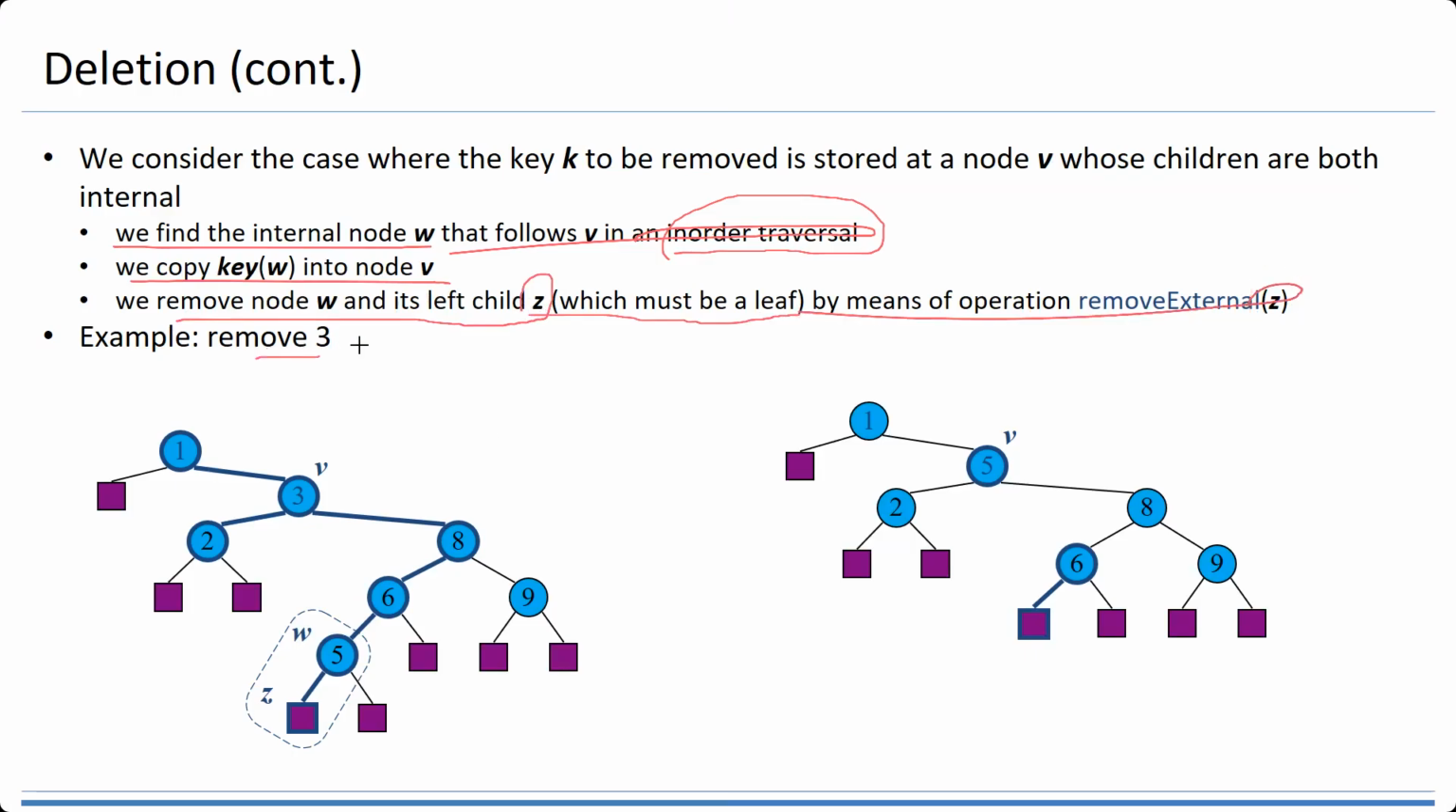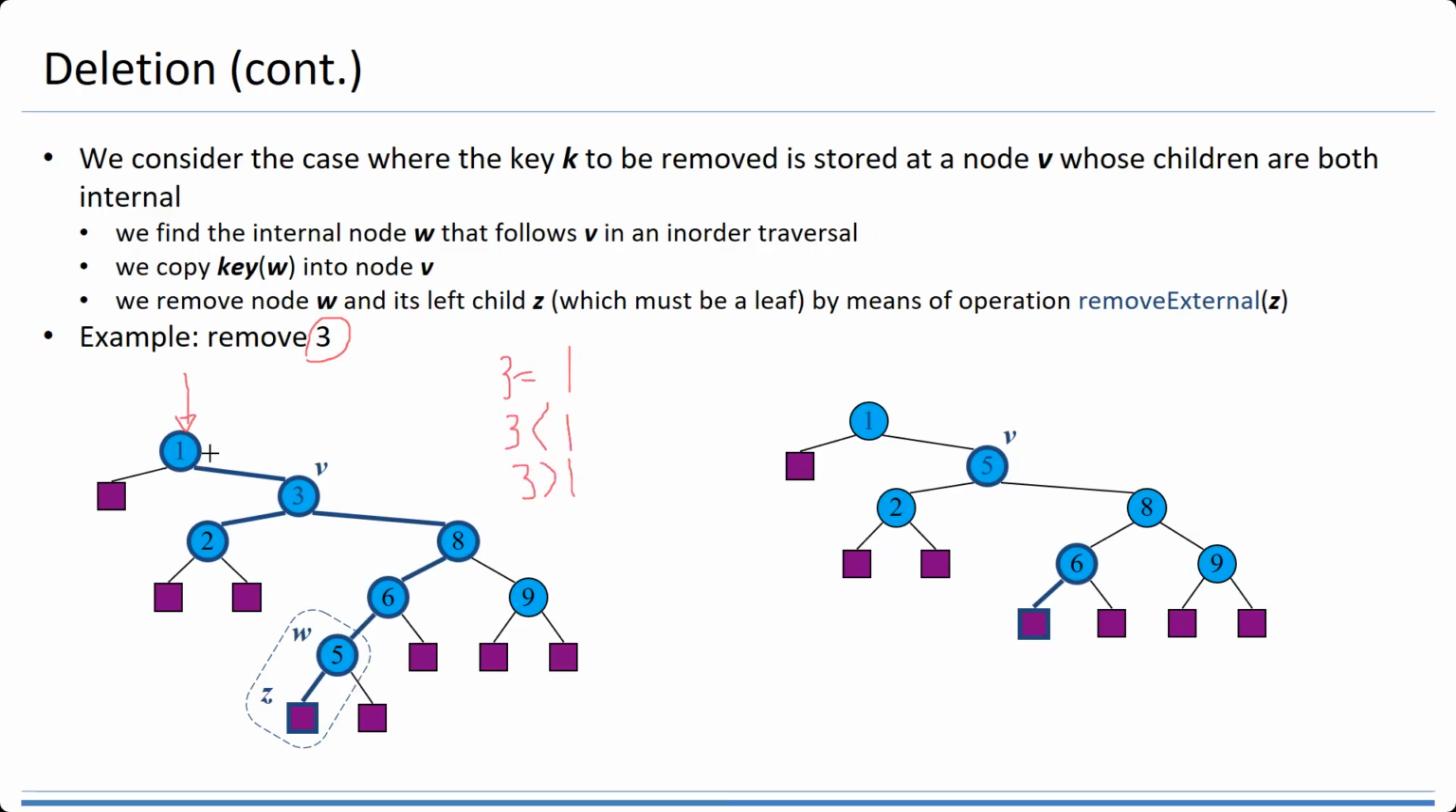So for example, I want to remove 3. When I want to remove 3, I will check from the root. 3 equals 1? No. 3 is less than 1? No. 3 is higher than 1? Yes. Okay, we go to the right. So 3 equals 3? Yes. Then we will remove this 3.